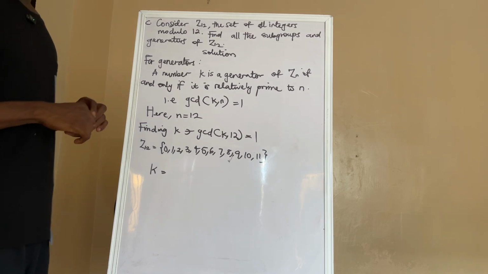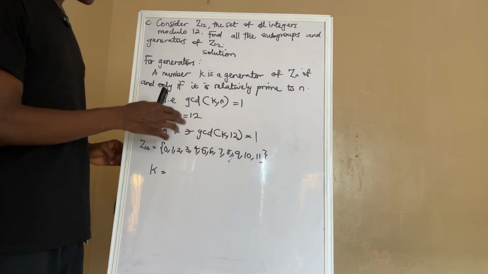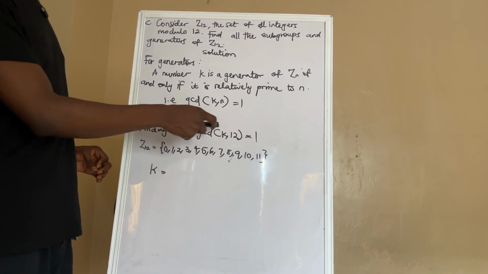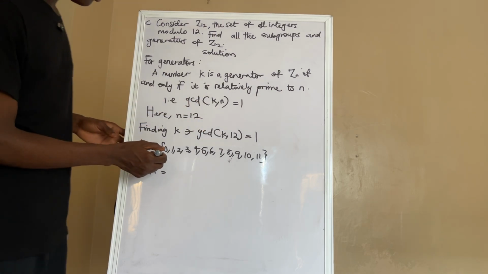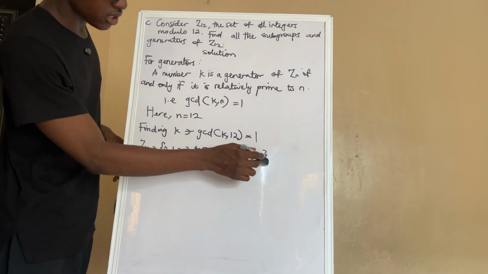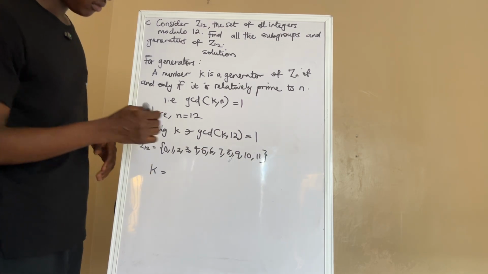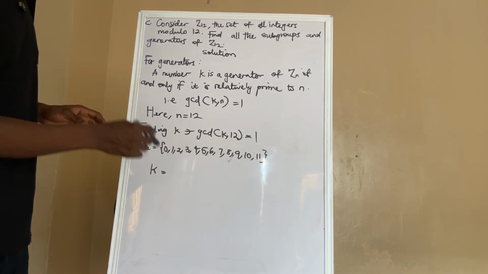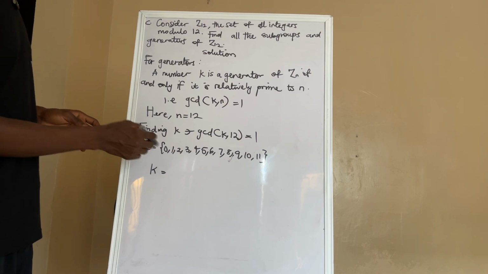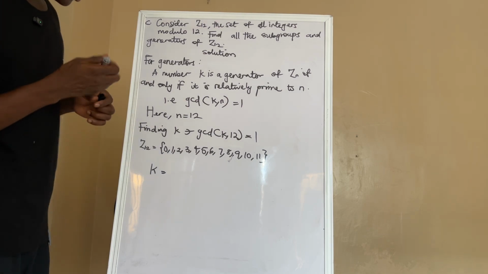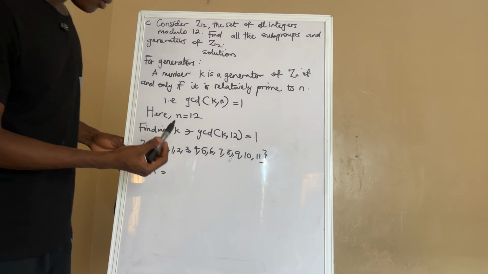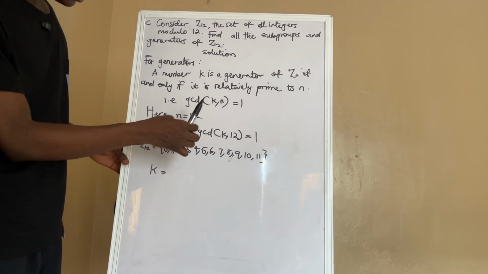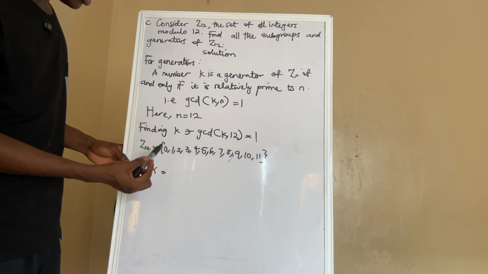So how to find the generators is that we're going to find all the k's such that the greatest common divisor between k and 12 is 1. Now we're going to be testing using each and every element inside here. Testing with 0: is 0 a generator of Z12? What is the greatest common divisor between 0 and 12? It's not 1, so 0 is not a generator.